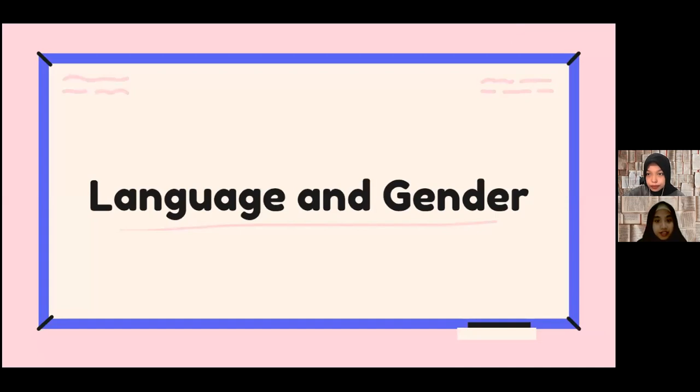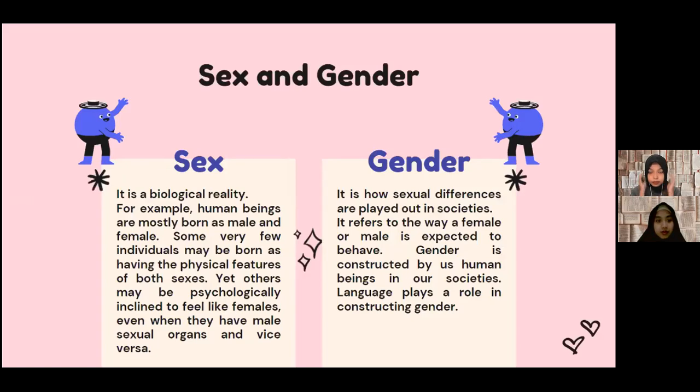The next is language and gender. Firstly, I would like to explain the difference between sex and gender. Sex is a biological reality. For example, human beings are mostly born as male and female. Some very few individuals may be born having the physical features of both sexes. Yet others may be psychologically inclined to feel like females even when they have male sexual organs and vice versa.